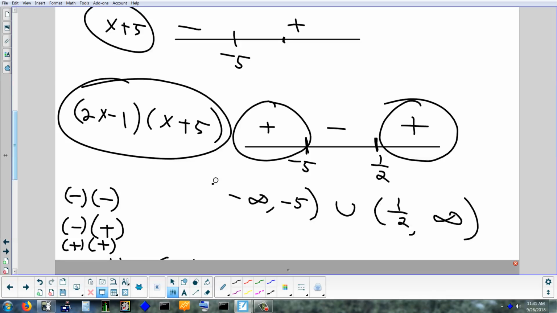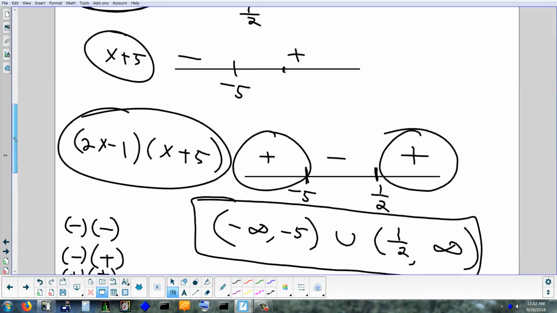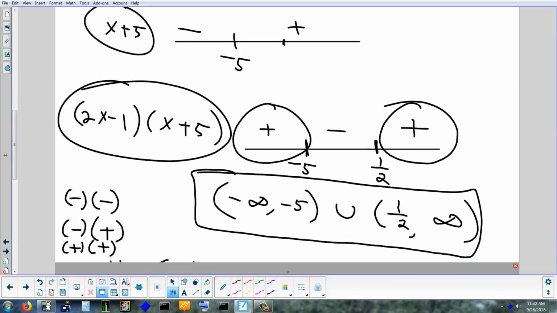Whoops, I should always put a parenthesis. If you were looking at that and you're like, why did he put a bracket on infinity? You can't reach infinity. So that should have been a parenthesis. And that's the answer. So basically, you can pick any number you want except numbers between -5 and a half. Don't pick any numbers in there, but anything else. That's how you solve a quadratic inequality. Questions on that one?